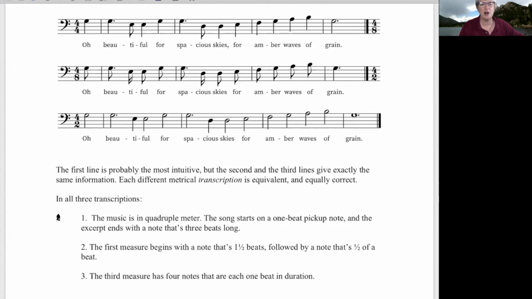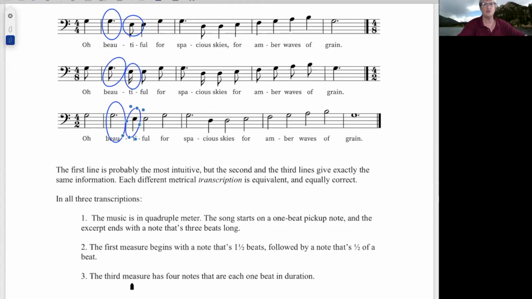The song starts on a 1-beat pickup note and it ends with a note that's 3 beats long in measure 4. In measure 1, the first note is 1.5 beats long. So it's 1.5 eighth notes, or 1.5 half notes, or 1.5 quarter notes. And then the second note is 1/2 beat long, half of a quarter note, or half of a half note.